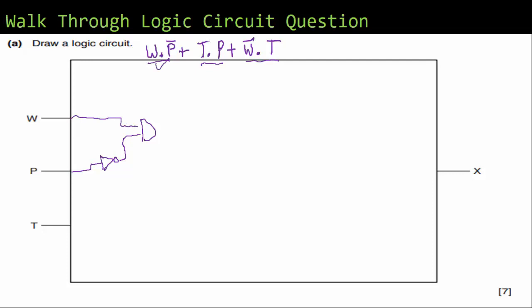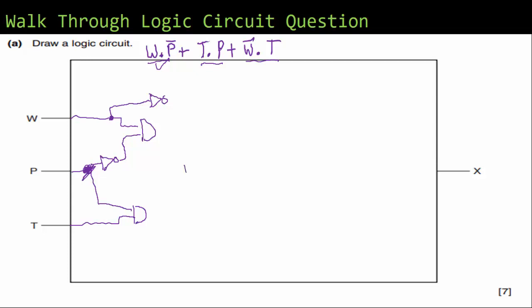Now we want T and P, so I'm going to draw my AND gate. I'm going to put T there, and I'm going to put P there. Draw a circle here. That's not really a good circle, but it'll let the examiner know, hey, I'm branching off of there. And then we need the not W and T. So we're going to do this. And you can really draw it wherever you want. It doesn't have to be in a specific order. We can draw a nicer circle. And we're going to AND that with T.